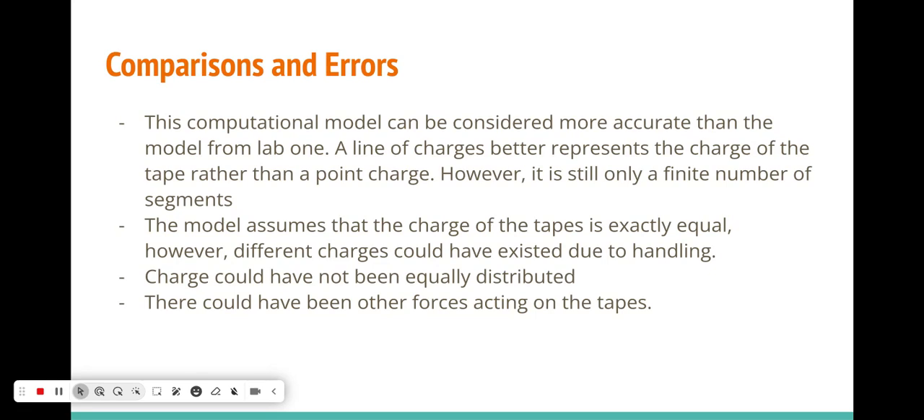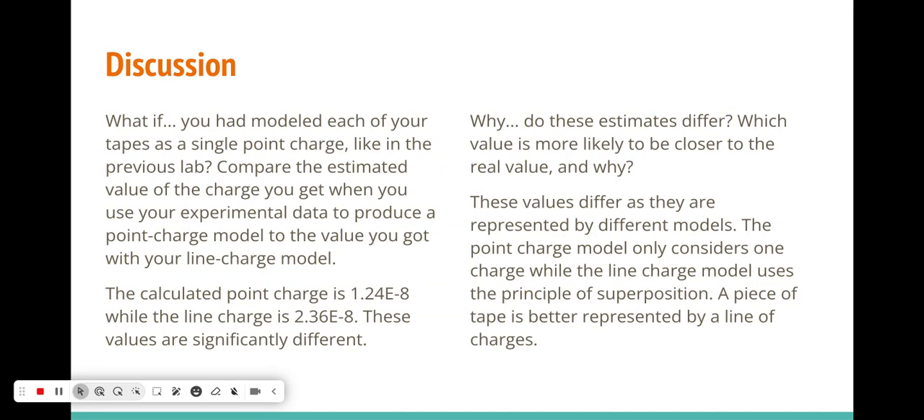And then this model does assume that the charge of the tapes is actually equal, similar to the previous lab. However, the charge of the tapes could have had a different charge due to handling or different methods in the charging, so there could have been error there. And then the charge also could have not been equally distributed, so different segments could potentially have different charges, but we assumed that they were equally distributed. And then there could have been other forces acting on the tapes.